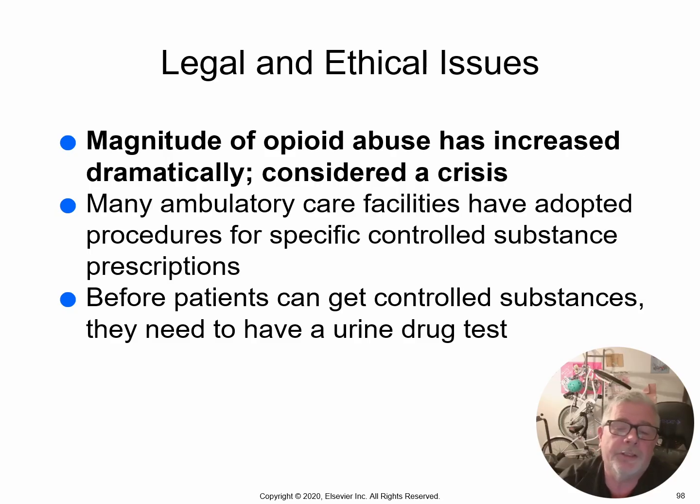Now, it says here before patients can get controlled substances, they need to have a urine drug test. That's by no means a legal mandate. That's more of a suggestion than a recommendation. But you know what? At the same time, it's kind of cruel to withhold a known useful pain medication from someone who really does need it. Withholding an opioid is not going to cure a drug addict of their addiction. And prescribing an opioid properly within guidelines is very unlikely to cause an addiction.